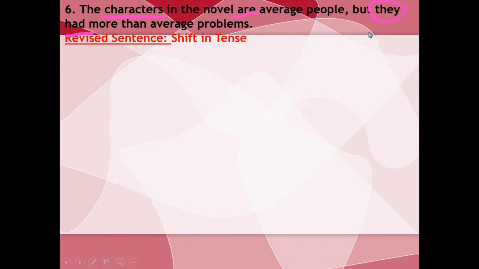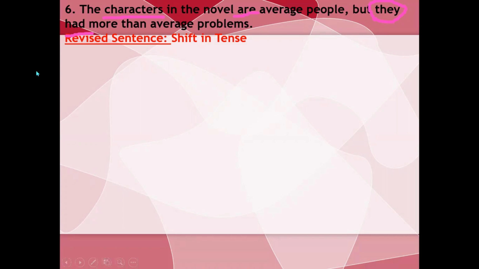tense. They, plural, characters, plural. So there is no shift in number because both are in the plural form. So the pronoun, plural, the noun being replaced by that pronoun is also plural. So nothing wrong with our pronouns. Now are, present tense, had, past tense. Therefore, there is a shift in tense, not voice. Are is a linking verb, had is an action verb, so therefore they are not of different form. Therefore, there is no shift in voice.